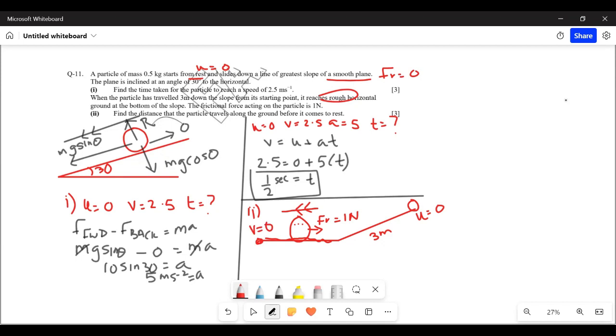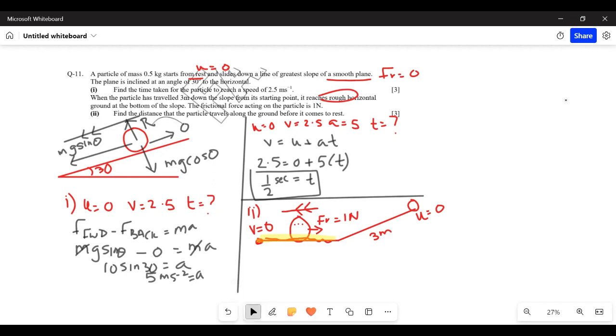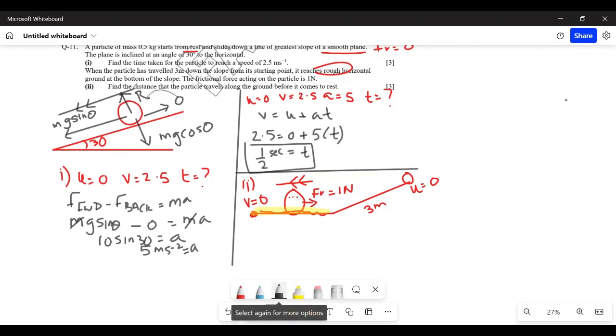Okay. Now we just have one parameter in this horizontal surface. We only know V is 0. We need at least 2 more parameters to apply the equation of motion so that we can find the distance that the particle travels along the ground before it comes to rest. So we know that V is 0 and we have to find S. We don't have anything else.